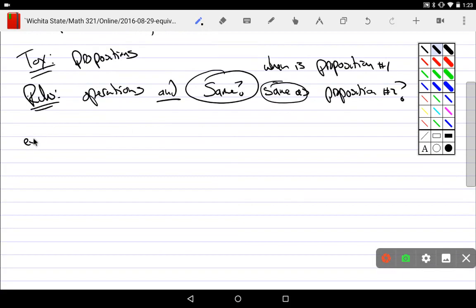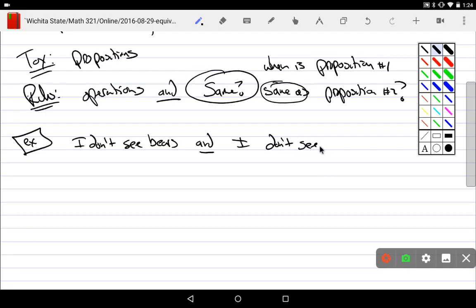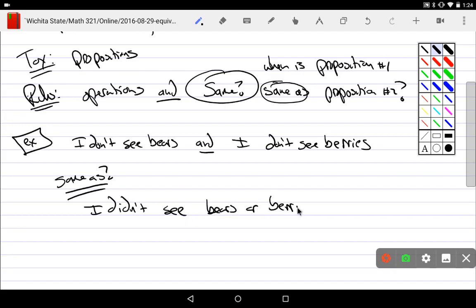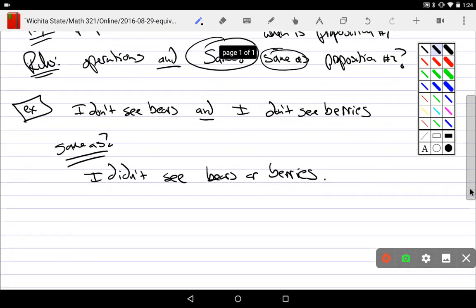An example from a previous lecture was this idea of, let's say you talk about bears. We could say, I don't see bears, and I don't see berries. But on the other hand, would this be the same as, I didn't see bears or berries? And we would use sentences like this.